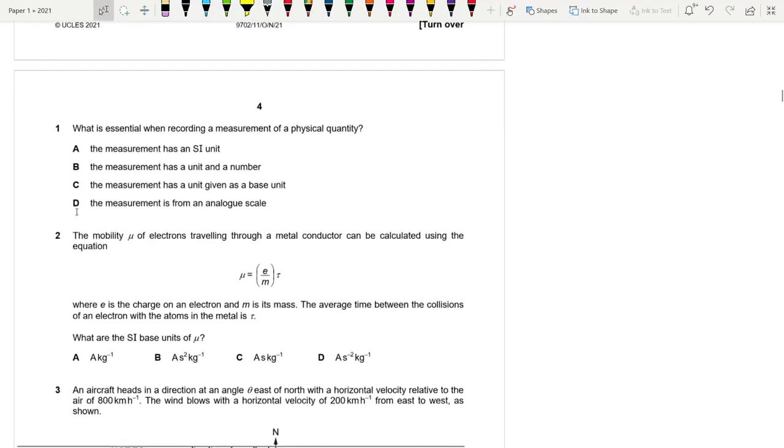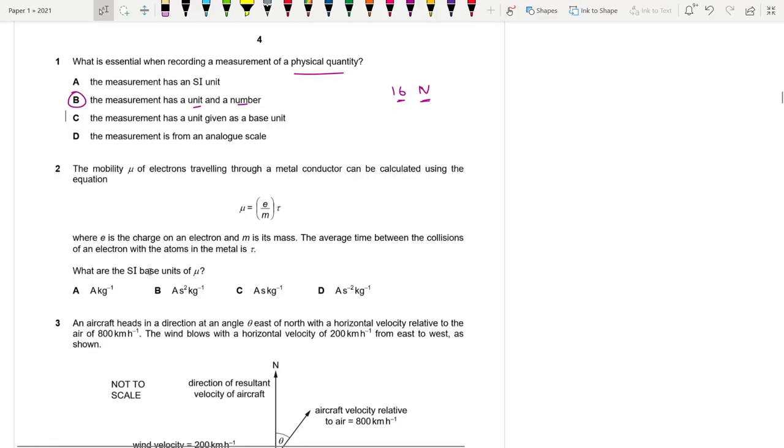What is essential when recording a measurement of a physical quantity? Okay, so basically a physical quantity is composed of two parts. Mainly, it needs a unit and a number. It doesn't have to be a base unit, it can be a derived unit. Like check this, 16 newtons. This is your number and this is your unit. Okay, so we're gonna go for B.